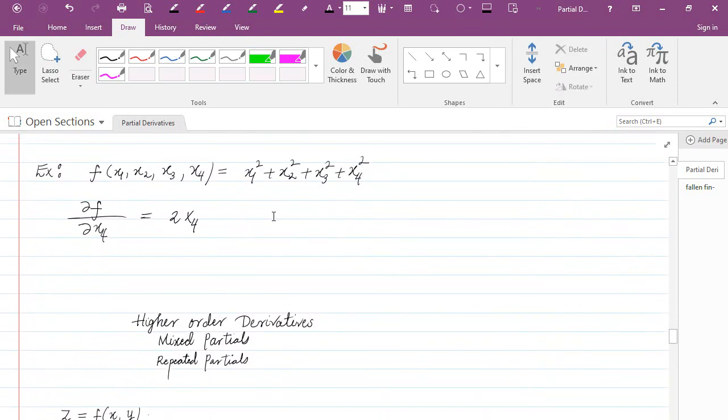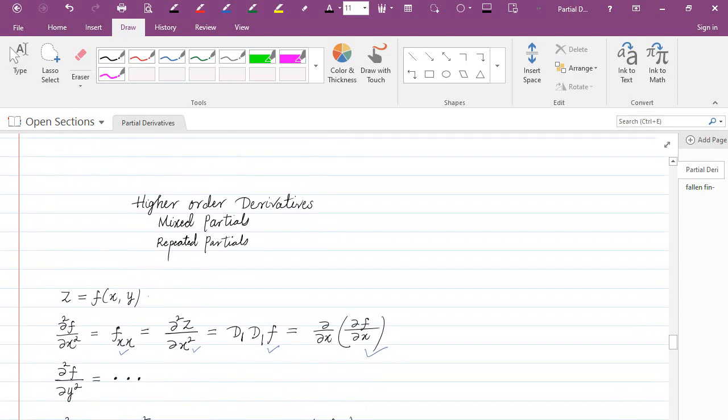If we have a function of four variables, so let's say f of x1, x2, x3, x4 is equal to x1 squared plus x2 squared plus x3 squared plus x4 squared, then the partial derivative of f with respect to x4 is equal to 2 times x4, because all the other terms will be assumed to be fixed constants when we take the derivative with respect to x4. So we end up with just 2x4.